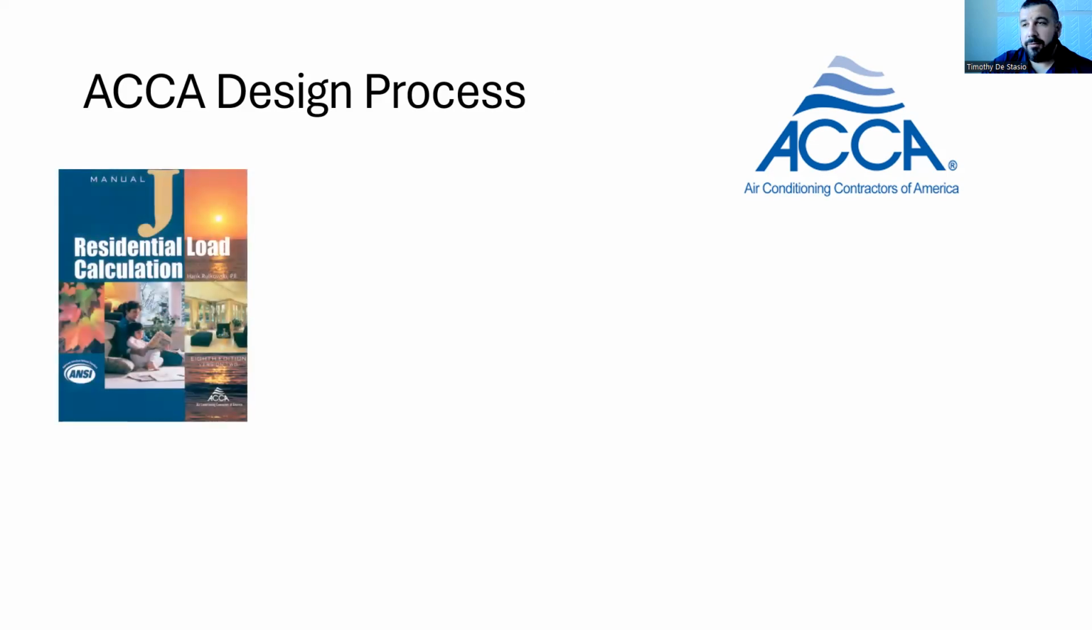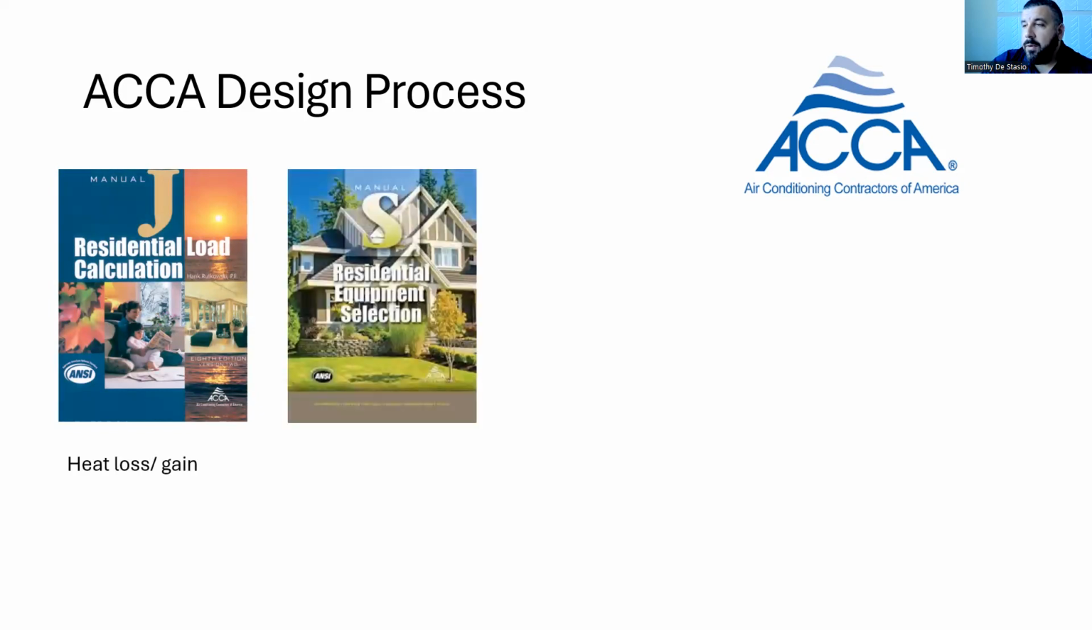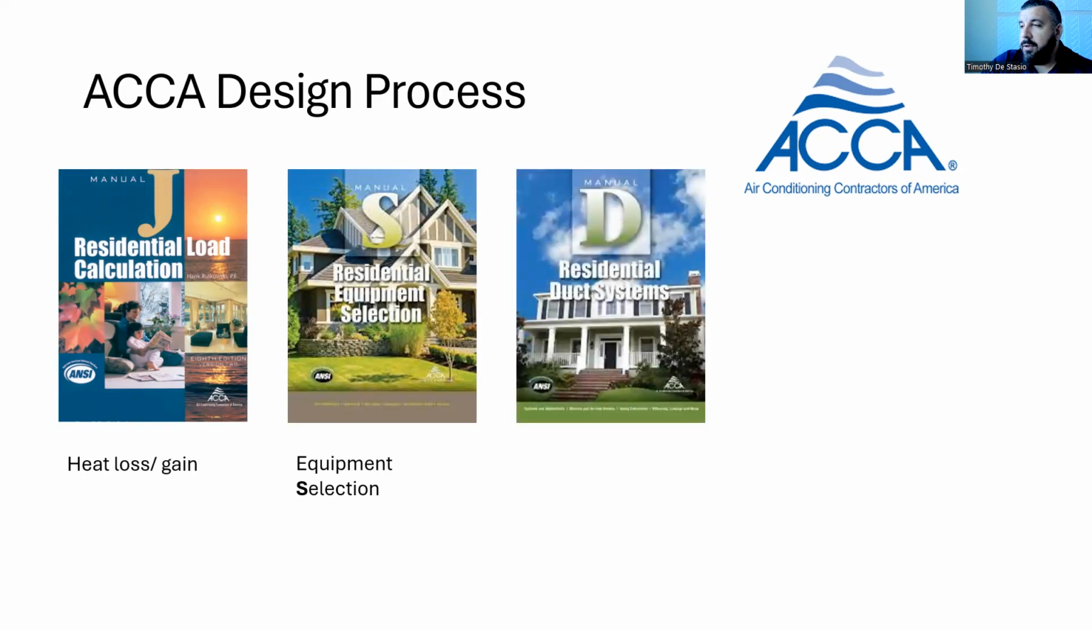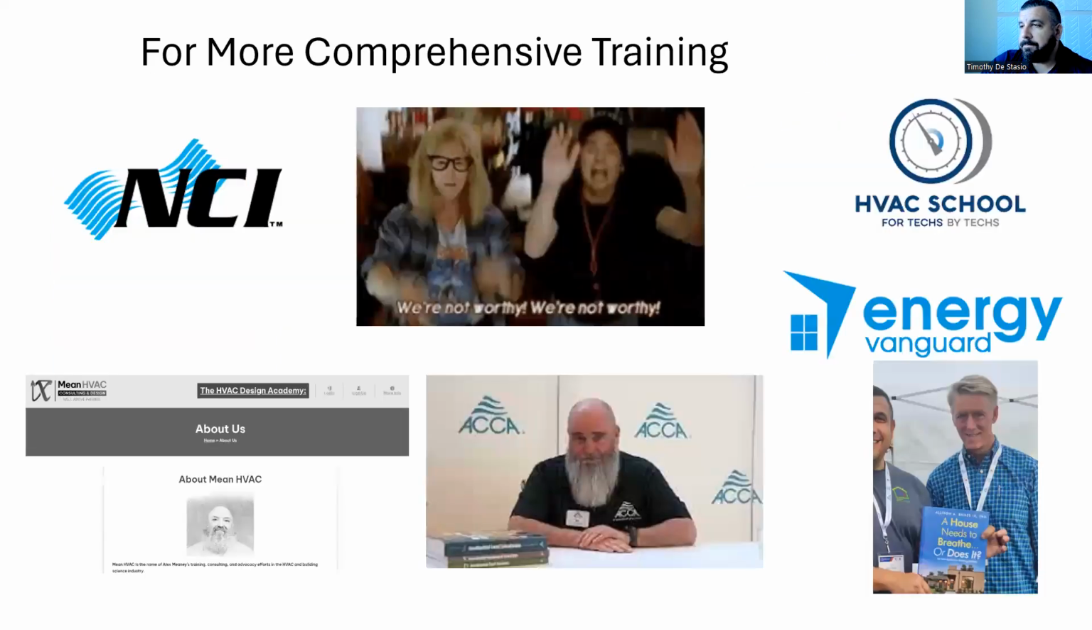J stands for joule, which is a unit of heat in the science world. So we talk about heat gain and heat loss. Then we go to Manual S, which is HVAC system selection, where we're matching equipment to that heat gain and loss. And then we get into duct design, Manual D.